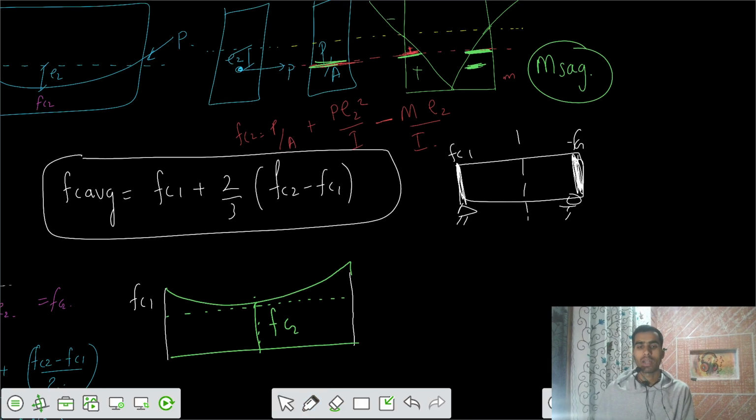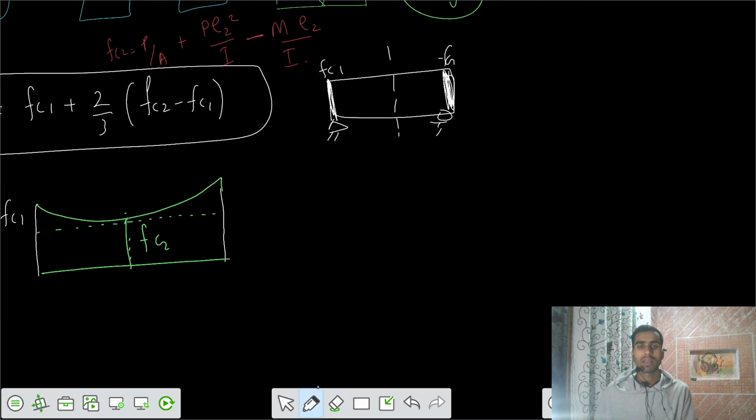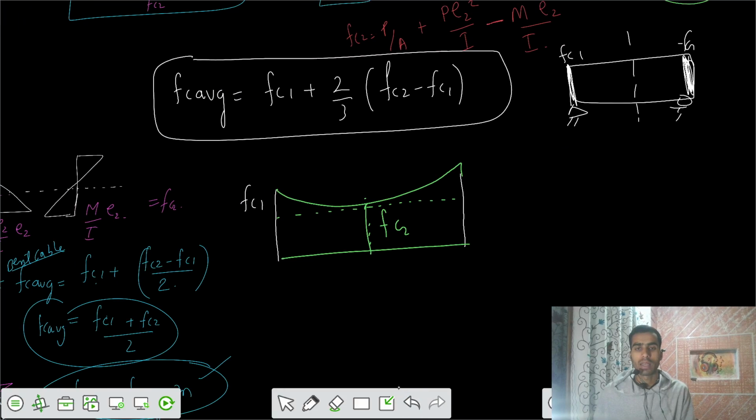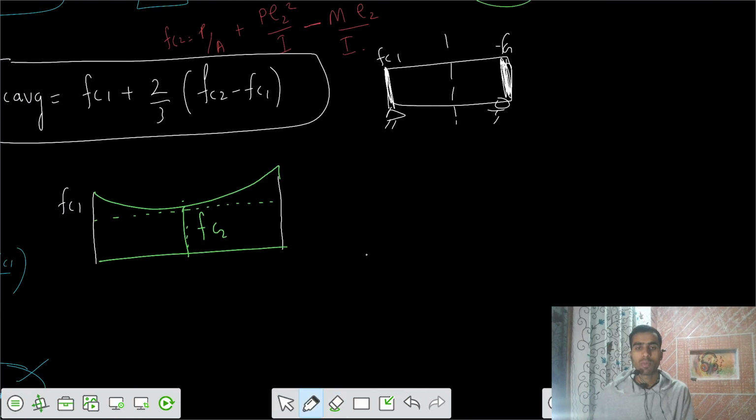That's some parabolic variation. Similarly, if the moment is such that it is going to increase the stress at the midspan section, let's have that again. There's one more possibility that the stress variation would be in this way, that at the midspan the stress would be more, that's equal to FC2, and there is a parabolic variation after that.